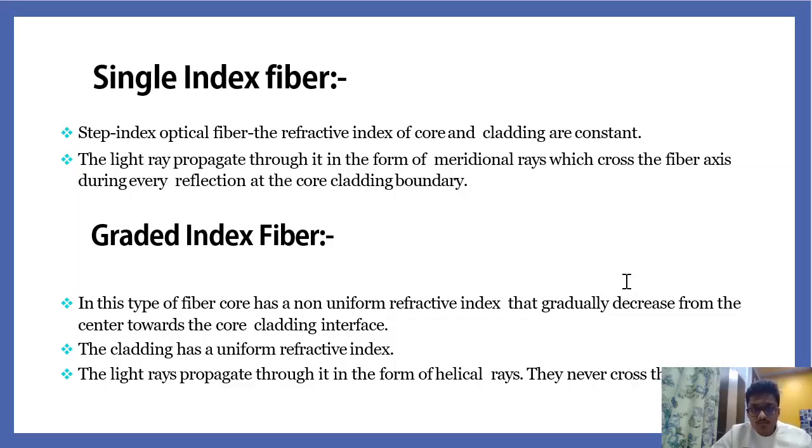Whereas in the graded index fiber, the core has a non-uniform refractive index that gradually decreases from the center towards the core cladding interface. The cladding has a uniform refractive index. The light rays propagate through it in the form of helical rays. They never cross the fiber axis.